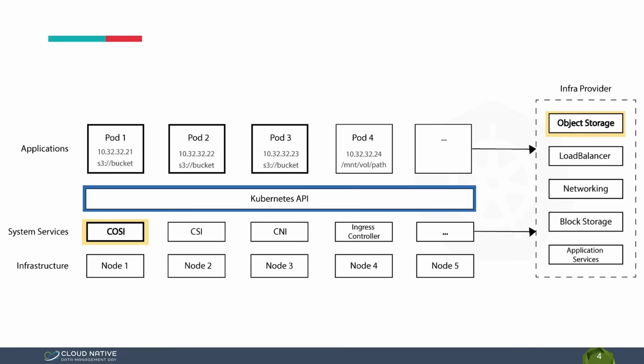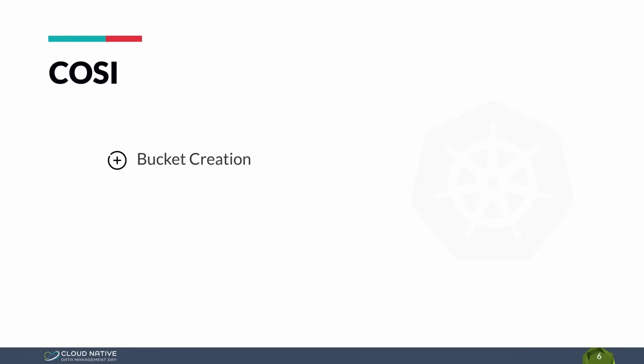What COSI does is it abstracts different implementations of object storage and provides a unified API so that any workload that wishes to use buckets can use that unified API to request buckets, and COSI would take care of translating those requests to particular object storage implementations. Finally, all of this is enabled just with three core primitives in COSI. One is bucket creation, one is bucket deletion, and one is bucket provisioning.